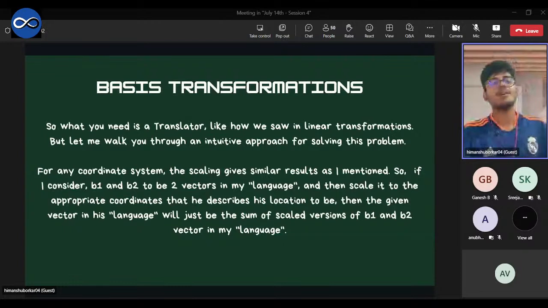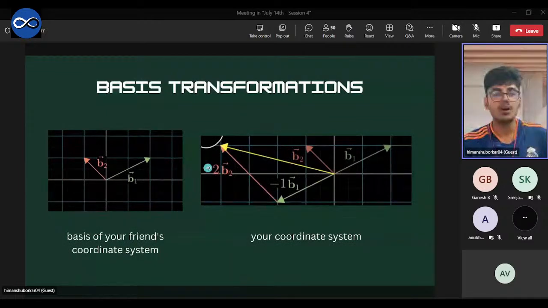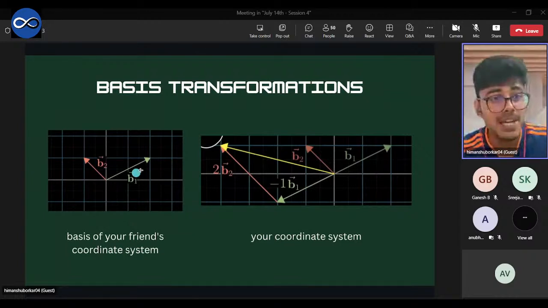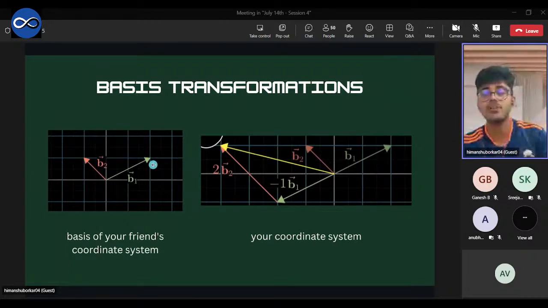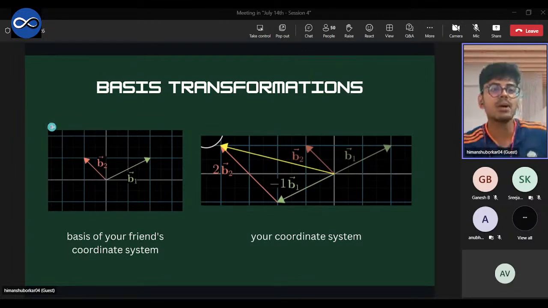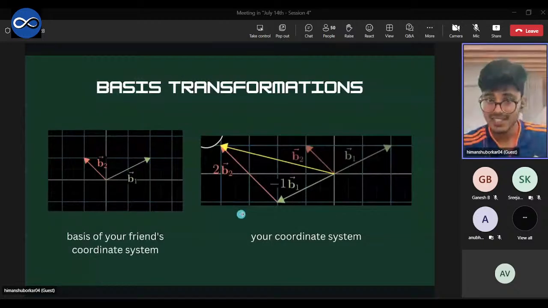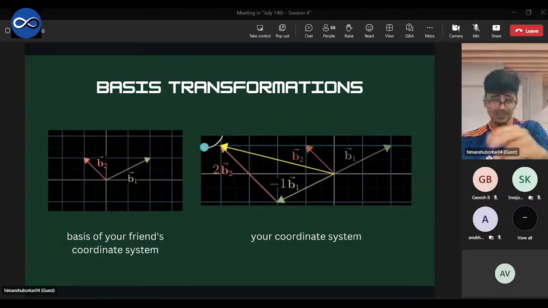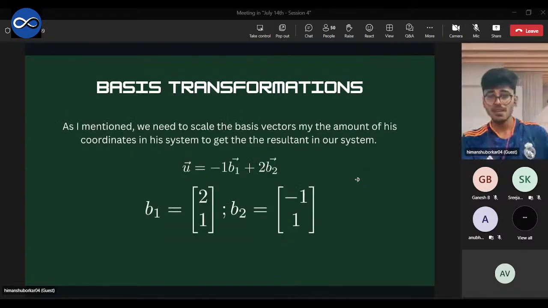So again, here b2 and b1 are the basis of your friend's coordinate system. These grids are our coordinate system, the standard one. b2 and b1 are given to us. That is his coordinate system. And you just have to scale it. So for b1, you do minus b1 in this direction, and you scale b2 by 2. So you get this as the resultant vector. This is the resultant vector in our coordinate system. This is where we have to go. And that's just simple algebra.